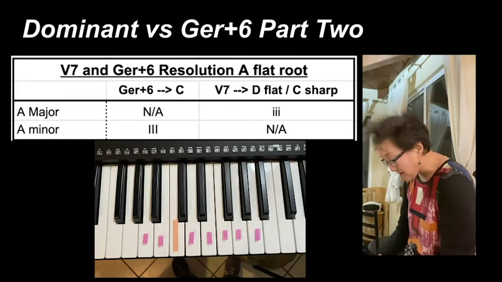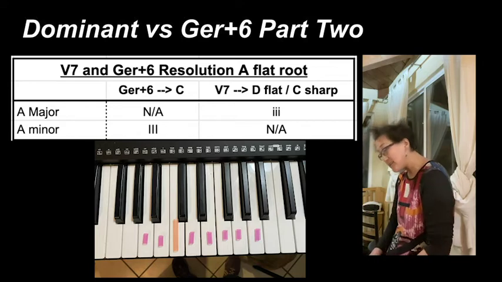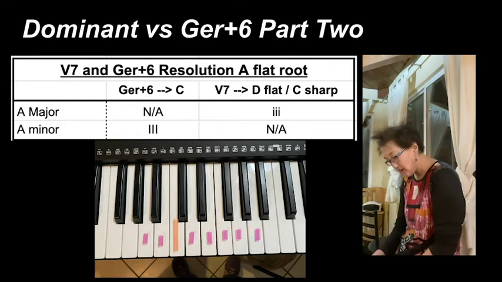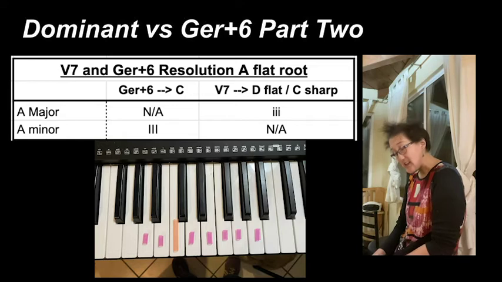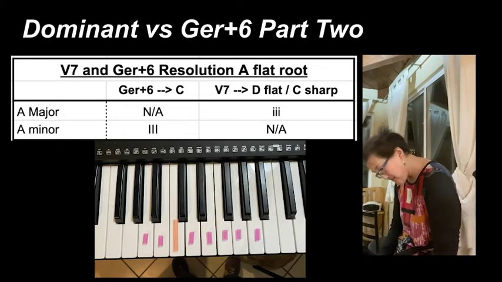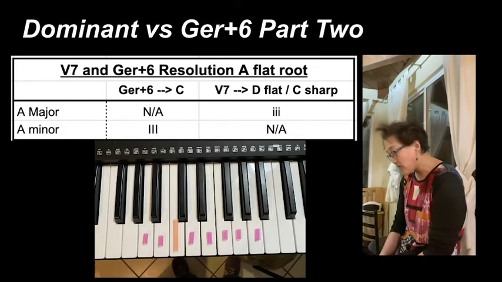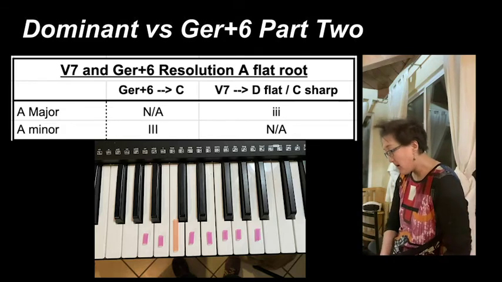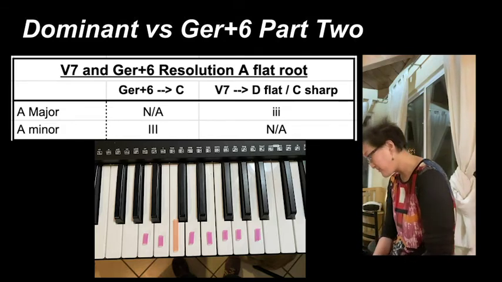How about A minor? Once again, it's that magical 3. This time that's a C. So C is the 3 of A. And so therefore we could have the German of the big 3.